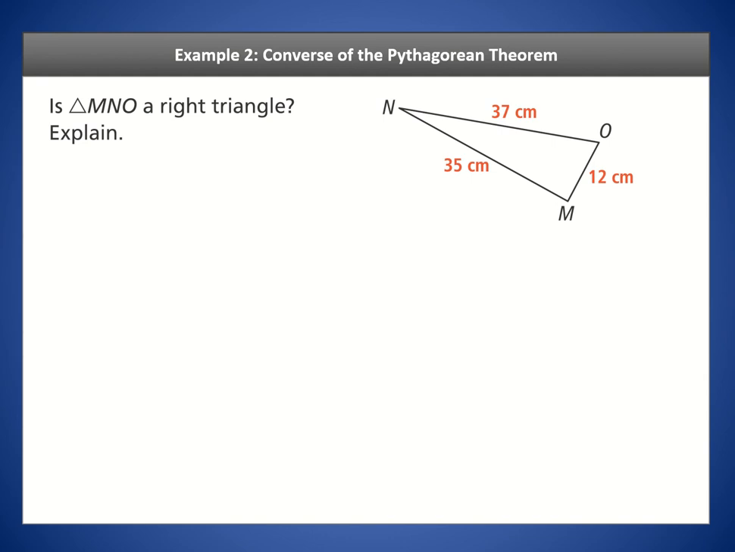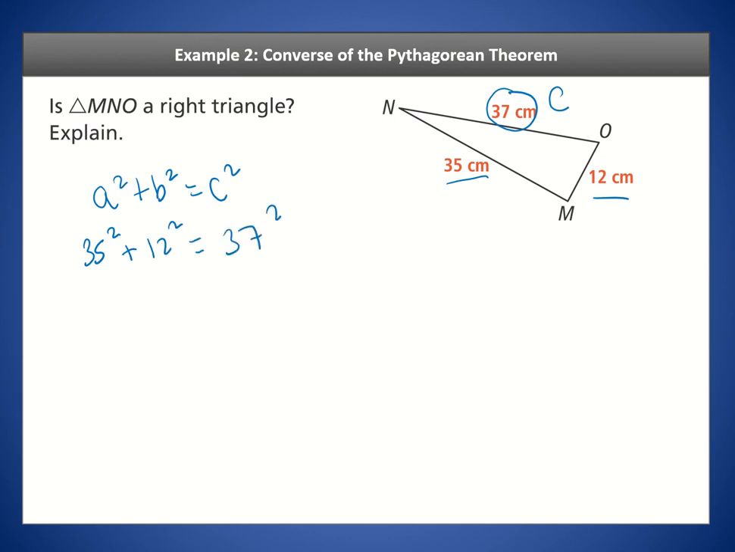So if we have a triangle and want to determine if it's right, then we need to see if a squared plus b squared equals c squared works. The hypotenuse is always going to be your c. Your longest side is going to be c, and then your shorter sides will be a and b. So applying a squared plus b squared equals c squared, we can say that a is 35, b is 12, but c for sure has to be 37.